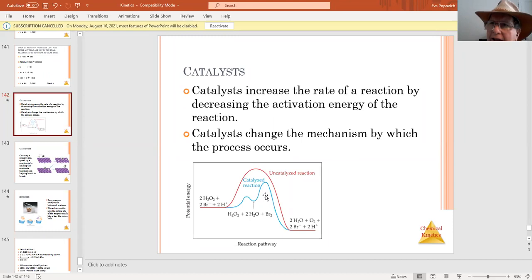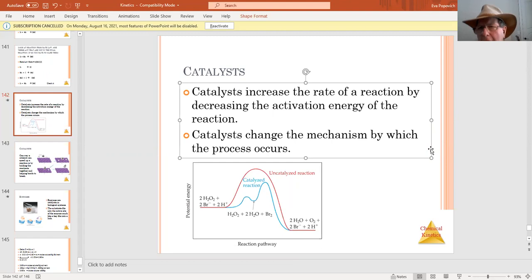What happens with the catalyst is it's part of the mechanism, but it gets regenerated. So we're not using the catalyst up whenever we're doing this. Has anybody ever seen the elephant toothpaste experiment? If you haven't, guys, just type in elephant toothpaste. You'll get a wonderful experience there.